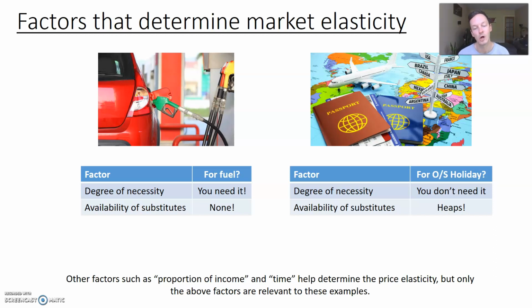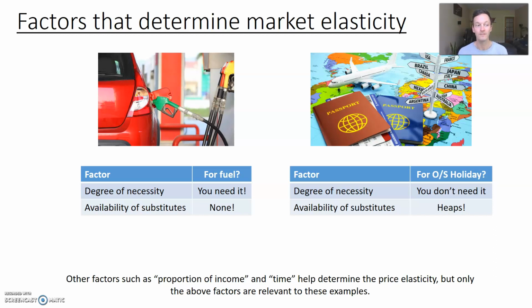When we look at international holidays, we've got degree of necessity as an example of how you could justify this being an elastic market. What I want you to think of in this example is, let's say the price of overseas holidays were to go up. That's going to be a big chunk of your income. So as a result, do you actually need a holiday, or can you go and use your money to purchase other goods and services that give you a higher sense of utility or value? Well, yes, you can. You don't need a holiday. And so when the price goes up, you can switch your consumption.